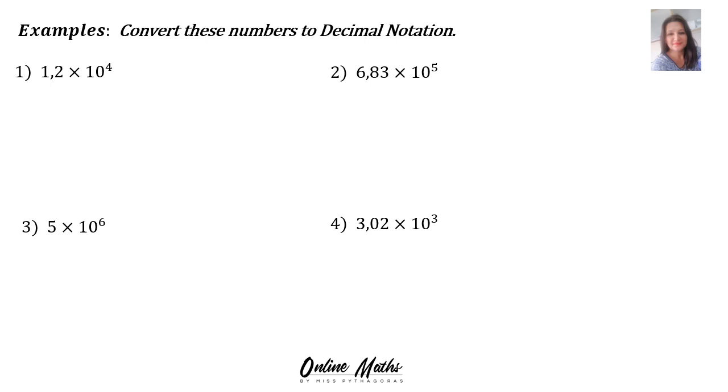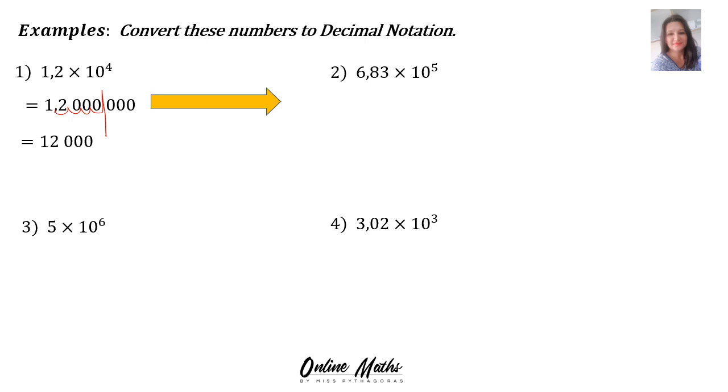Examples. Convert these numbers to decimal notation. So what you do is you write 1, 2 and you add a couple of zeros. Now times 10 to the 4 means you move your comma to the right 4 times. 1, 2, 3, 4. And the answer, you moved your comma to the right, is 12,000.